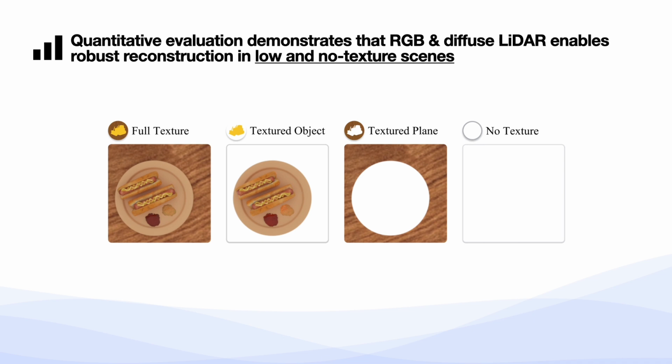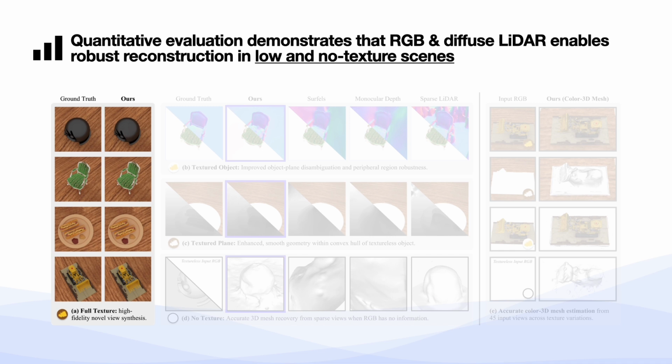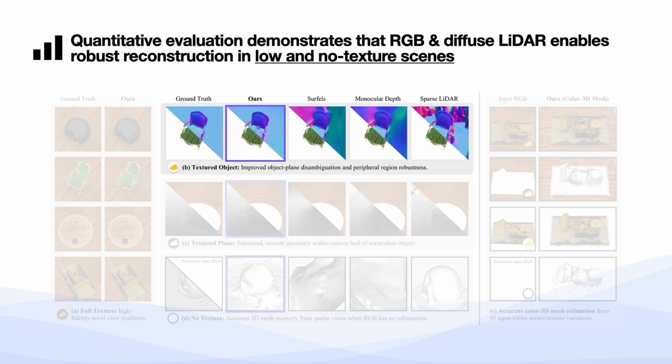We then evaluate our RGB and diffuse LiDAR method on a variety of low and no texture scenes. On full texture scenes, we find that we enable high-fidelity novel view synthesis. When we have textured objects on textureless planes, we find consistently that our method enables improved object plane disambiguation and peripheral region robustness, where sparse LiDAR might not have sufficient cues in distant regions to accurately reconstruct the plane.